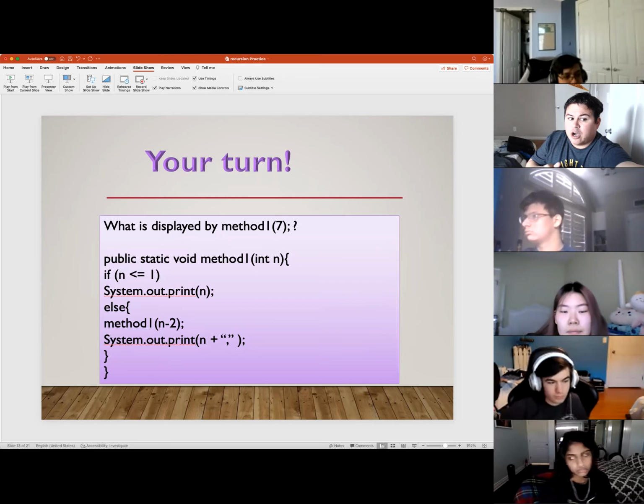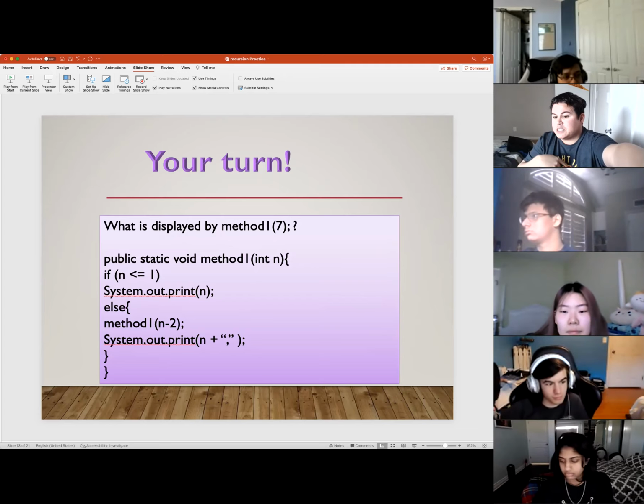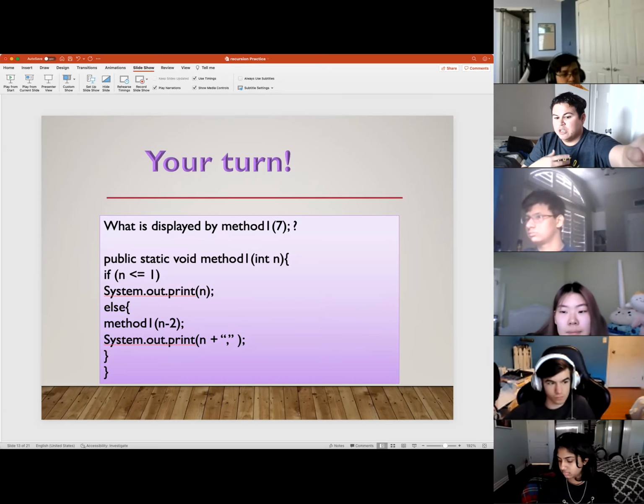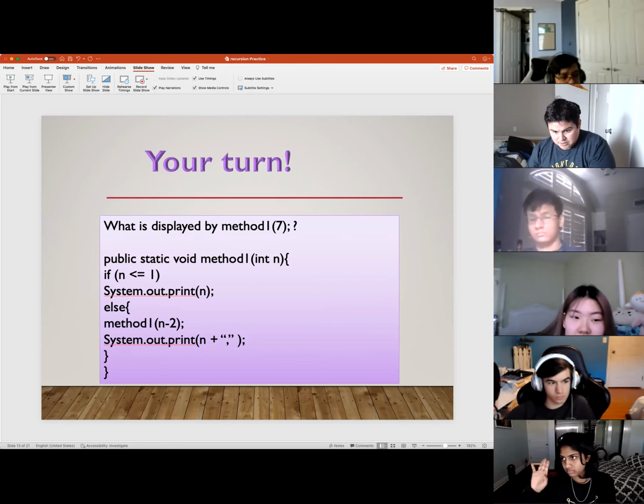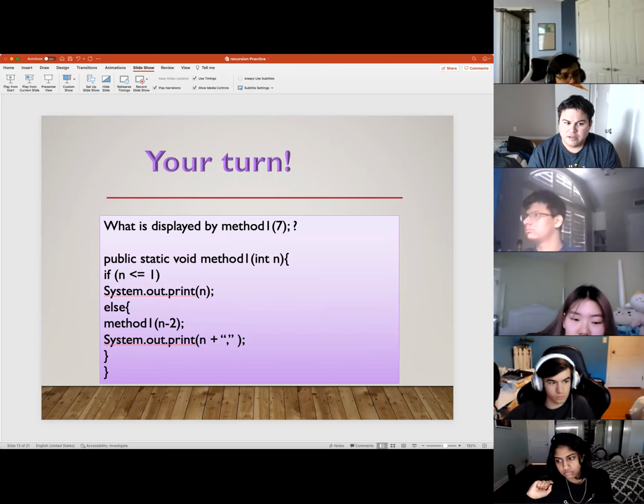Now I've hit this base case. I'm not calling on the method anymore. I have to take all of this stuff out of the virtual memory of the machine. So I start with the first thing I put in, the 1, then the 3, comma, then the 5, comma, then the 7, comma. Okay, so basically it runs like that method n minus 2, right?